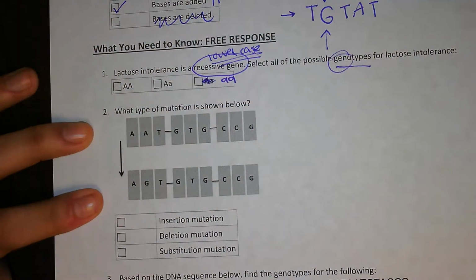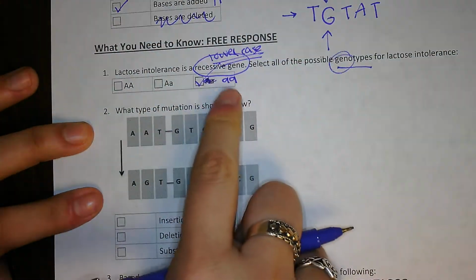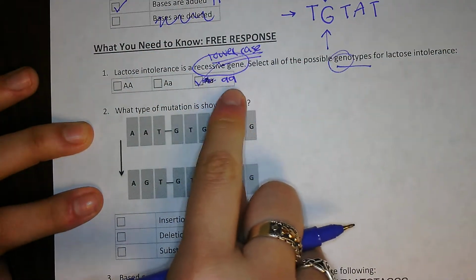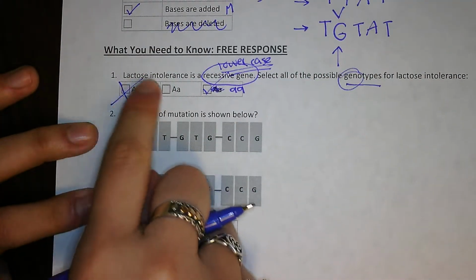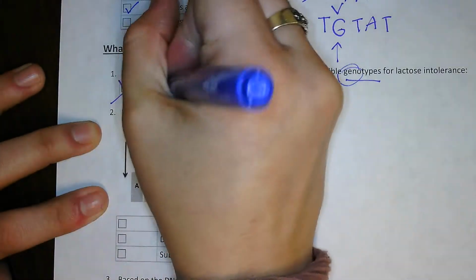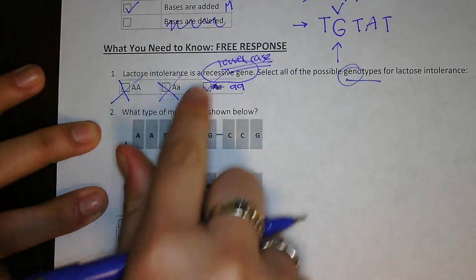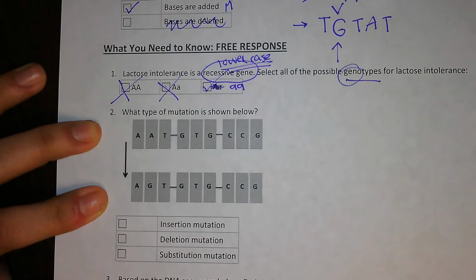So the only answer is this one that I just fixed. Double little a, 2 lowercase letters. This one is not it because it would be lactose tolerance, since tolerance is dominant. Same with this one. If there's a big A, it's lactose tolerance, so it cannot be intolerance.